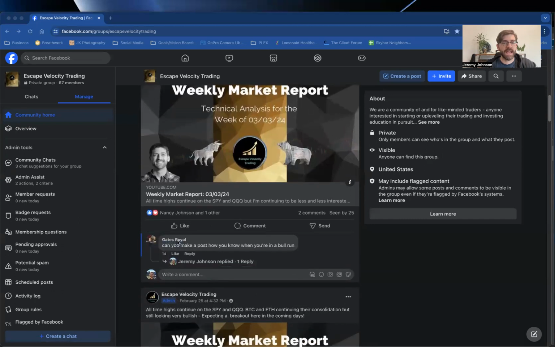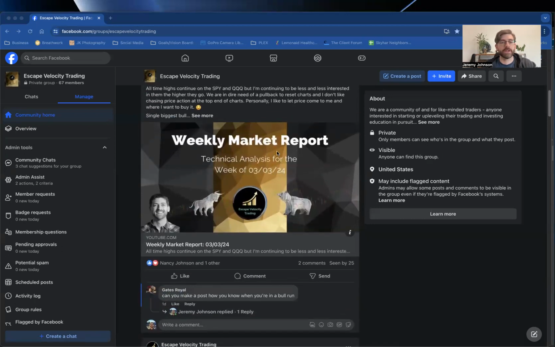This was a comment from Gates on our weekly market bias report from 3/3, just a few days ago on Sunday. He was asking if I could make a post on how to know when you're in a bull run, because on these market reports I update our community every week before the market starts trading on Monday, talking about my bias, whether I see bullish price action, meaning prices going up, bearish price action, prices going down, or neutral, and helping our community get in front of that price action so they can make the most from the trading week.